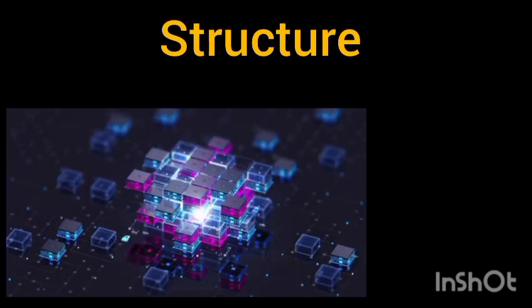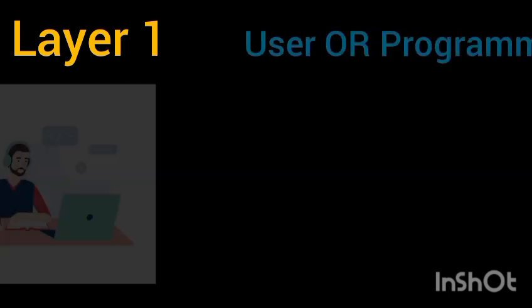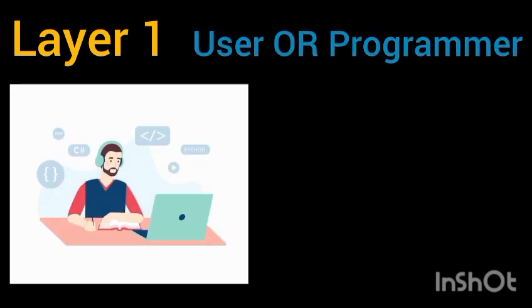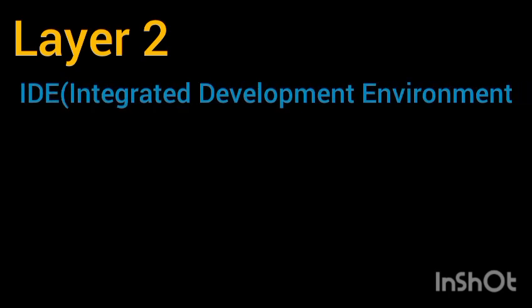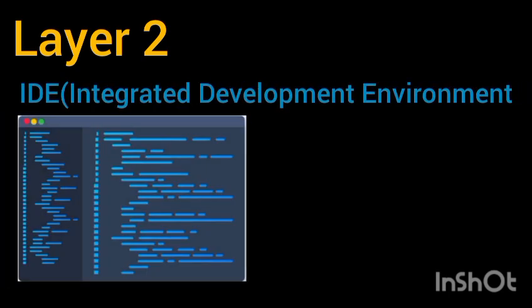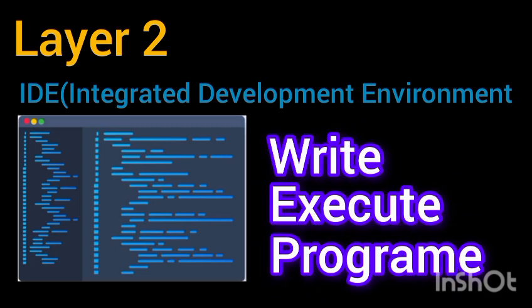Now the main topic, how the code is executed. First understand the structure. This is the structure for every programming language, but the example I will give will be of Java language. First, layer 1, the user or the programmer. The programmer will write the program in the IDE. Then the second layer, that is the IDE. IDE is an interface to write and execute the program.